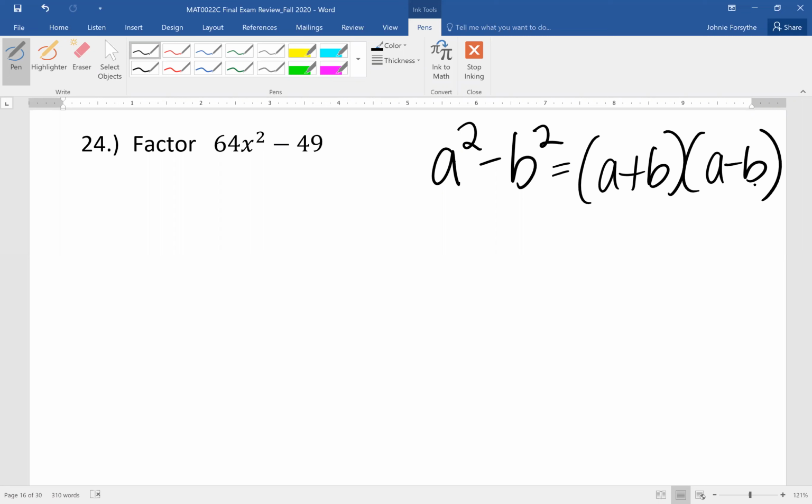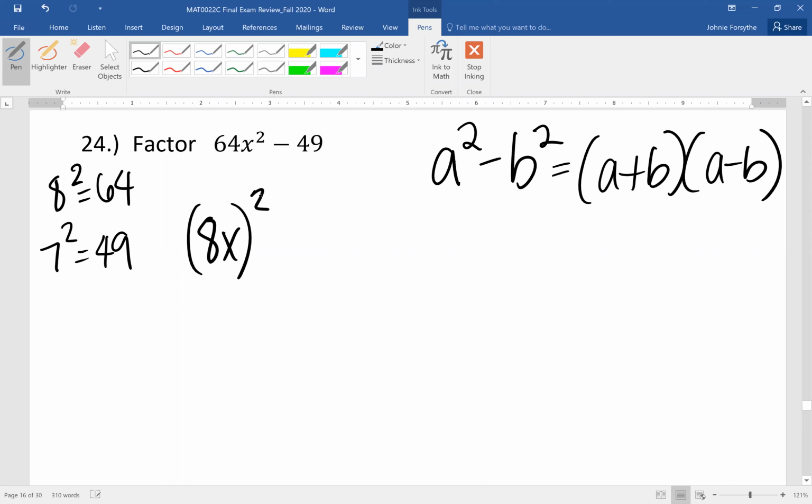So for the first one, 64x squared. 64 is a perfect square because 8 squared equals 64. 49 is a perfect square because 7 squared equals 49. So what we're going to do is rewrite 64x squared as something squared. So 64 is 8 squared. I'm going to write 8x together, put it in parentheses, and square it, because this will equal 64x squared. And then 49 we just said is 7 squared.